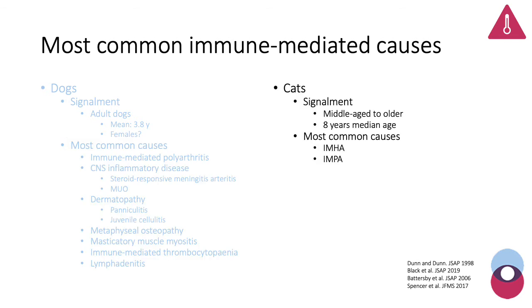In cats, we see a little bit of an increase in age, so they're kind of middle-aged to older, with a median of 8 years of age. And again, the most common causes are IMHA and IMPA in cats.